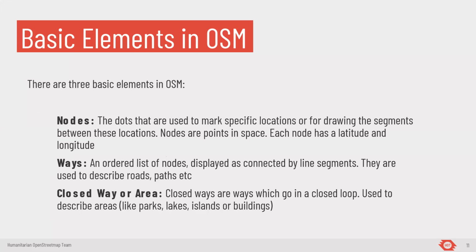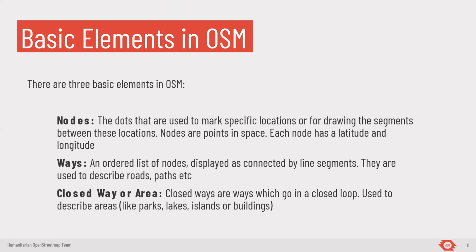So when you want to draw a node, you will have to double click. Just double click so that the node will be created. When you want to create a way, or describe a way, it can represent a road, a river, or a path. So when you want to draw a linear feature, you have to use the way.